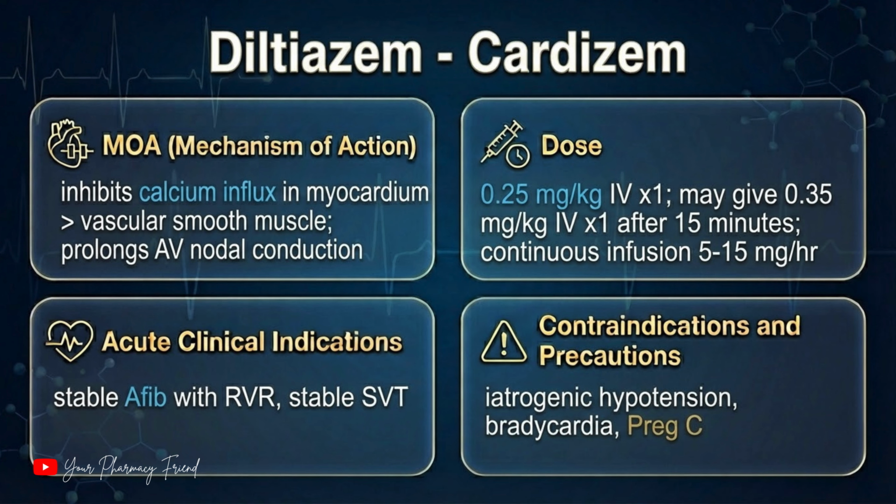Finally, regarding pregnancy safety, diltiazem is classified as pregnancy category C, meaning that it should be used only when the potential clinical benefit outweighs potential risks to the fetus. In summary, diltiazem is a calcium channel blocker that slows AV nodal conduction and reduces ventricular rate, making it an important medication in the acute management of stable atrial fibrillation with rapid ventricular response and stable supraventricular tachycardia.